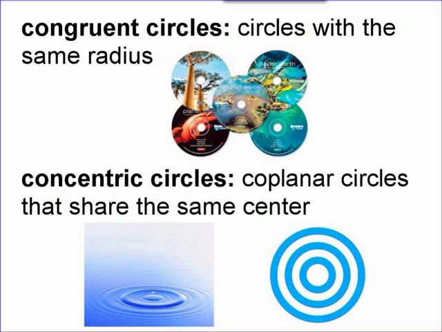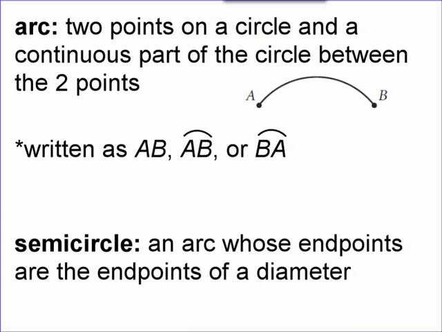Now we're going to talk about parts of a circle, arcs specifically. There's the definition of an arc: two points on a circle and a continuous part of the circle between the two points. There's an example of an arc, and how arcs are written. The first arc is written as arc AB, or arc BA. And the last thing on that page, a semicircle is an arc whose endpoints are the endpoints of a diameter.